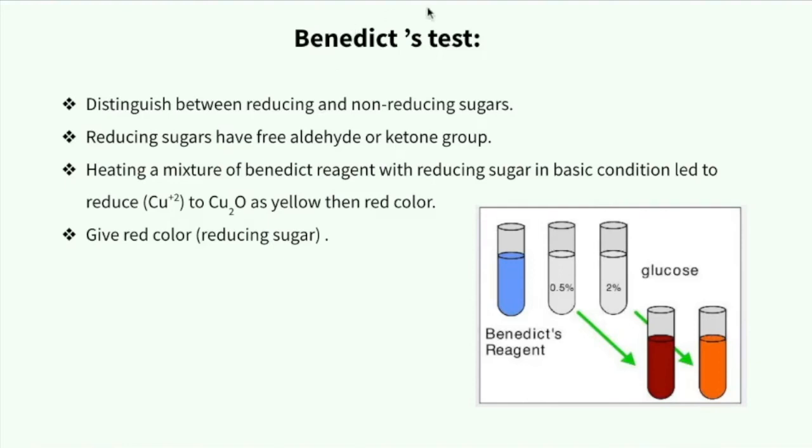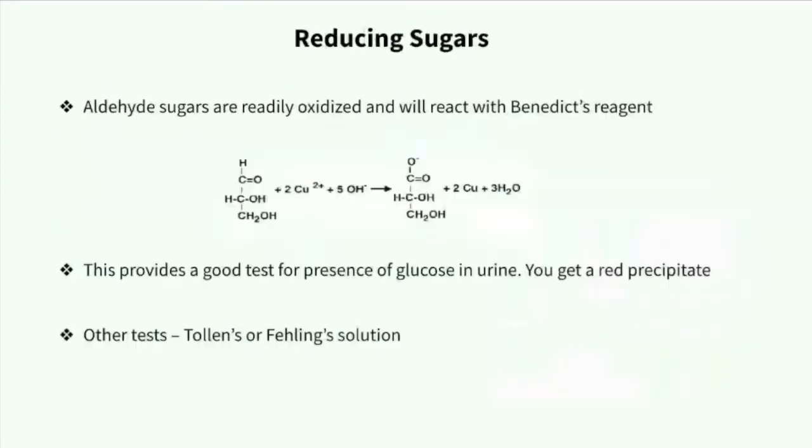Okay. So the Benedict test distinguishes between reducing and non-reducing sugar. A reducing sugar will have a free aldehyde or ketone group that can be oxidized by heating with Benedict reagent. Okay, so it leads to the precipitation of yellow and red color because the copper ion is reduced to copper oxide. Okay, so it will give the red color. So this is more of a technical experimentation.